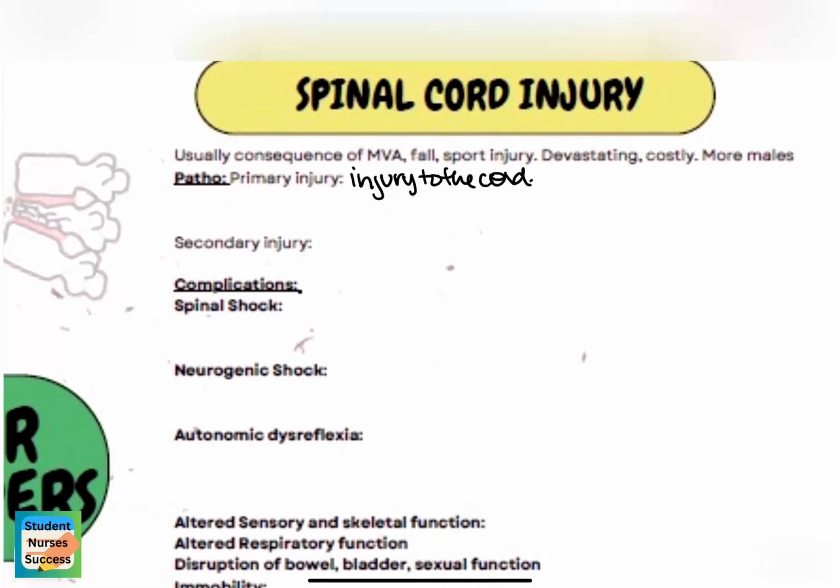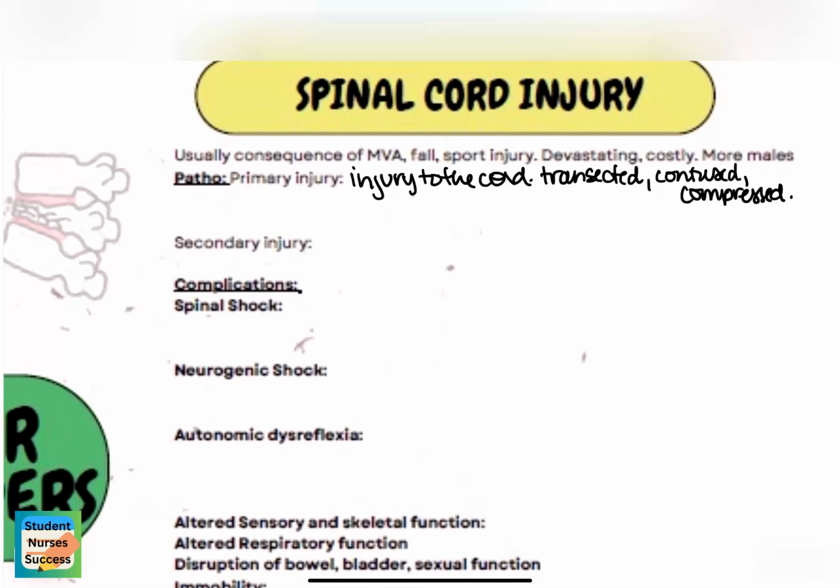The cord can be transected, which means it's cut. It can be contused, which means it's bruised, or it can be compressed. Compressed or contused cords may not result in permanent damage, but transected cords do.